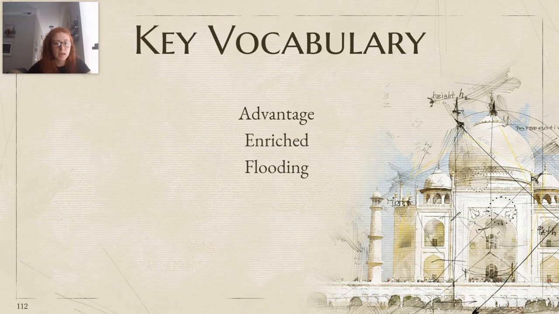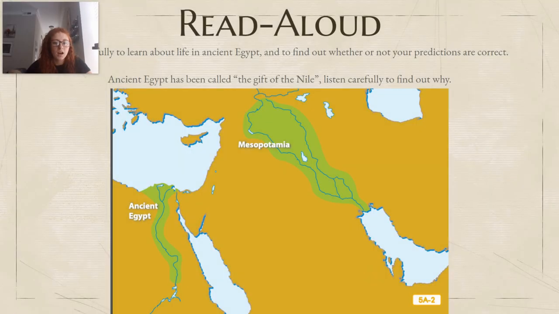So remember, our key vocabulary are advantage, enriched, and flooding. All right, I want you to listen carefully to learn about life in ancient Egypt and to find out whether or not your predictions are correct. Remember that ancient Egypt has been called the gift of the Nile, and I want you to listen carefully to find out why it was called the gift of the Nile.